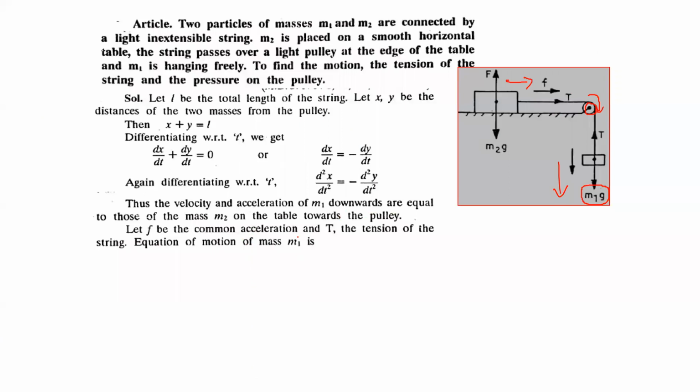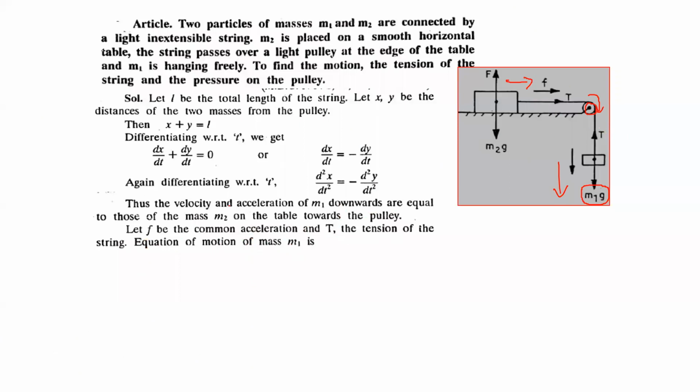So let f be the common acceleration and T the tension of the string. Obviously the string is light and inextensible, and the pulley is also smooth, so the tension will be equal at every portion of the string. So let T be the tension in every portion of the string. In this portion the tension is T, and in this portion the tension is also T.